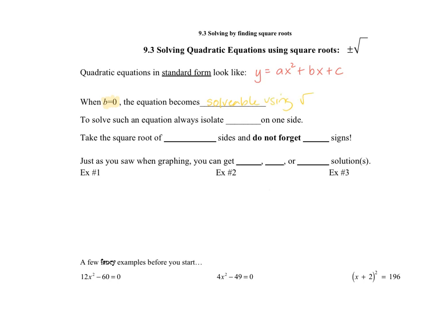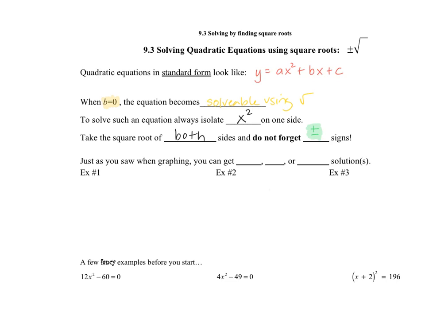All right? So to solve such an equation, the main thing you have to do is isolate x squared. X squared needs to be all by itself on one side. And then we would take the square root of both sides of the equation, and we would not forget something very special. We wouldn't forget these plus or minus signs, which we're going to discuss in a second. In fact, these are so important that if you forget them, you actually haven't solved it correctly.